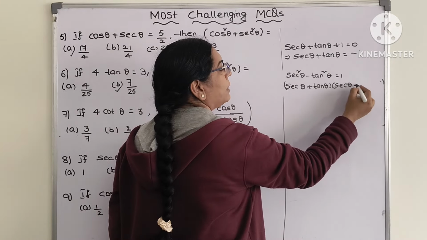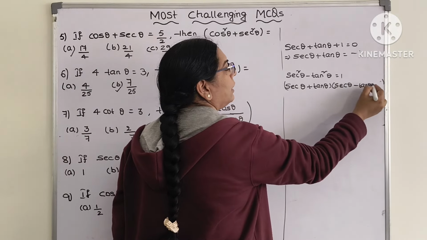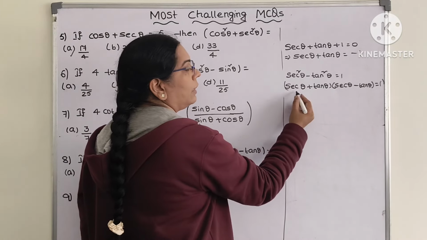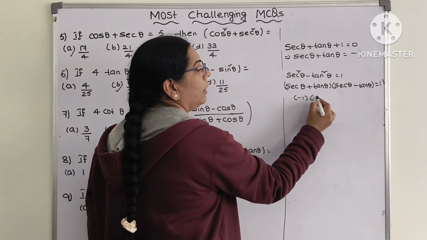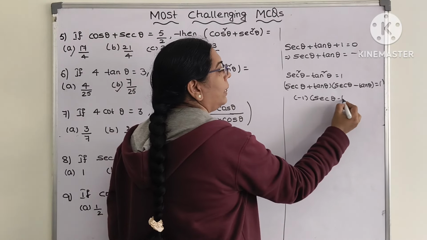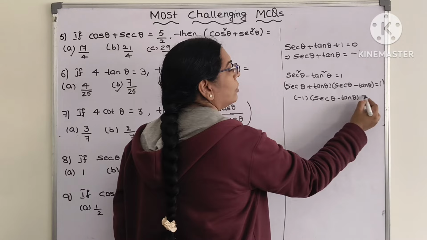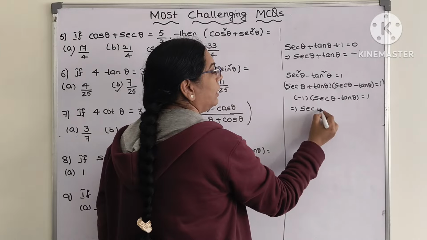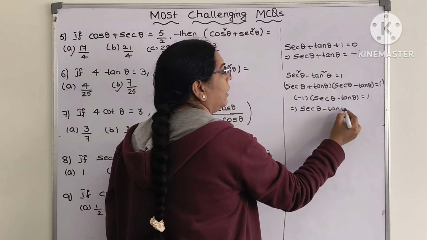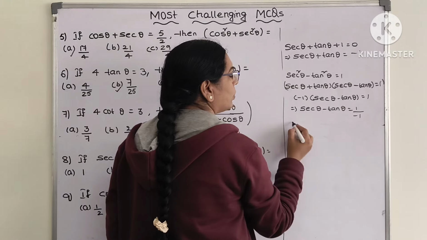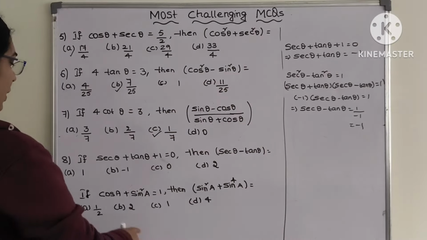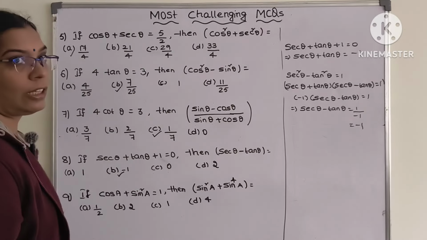So secant theta plus tan theta into secant theta minus tan theta is equal to 1. I know the value of secant theta plus tan theta is minus 1. So minus 1 into secant theta minus tan theta is equal to 1. Take minus 1, transpose it to the other side. So secant theta minus tan theta is equal to 1 by minus 1. So the value will be minus 1. So the answer is minus 1. B is the correct option.